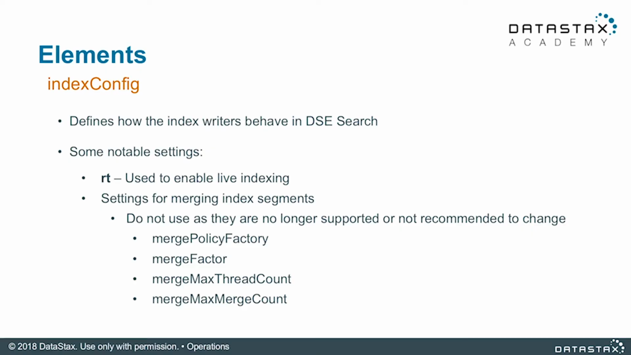The index config element is an important section in the config since it controls the behavior of the index writers and how they work. The two notable settings in this section are the RT setting, which enables and disables live indexing, and the merge settings. Although the merge settings can be used to tune how index merges work, it is recommended to avoid making changes to these. One other notable setting that used to be here is the RAM buffer size MB setting, which controlled the size of the RAM buffer. The setting has been deprecated in DSC 6, and the RAM buffer size is now controlled automatically.